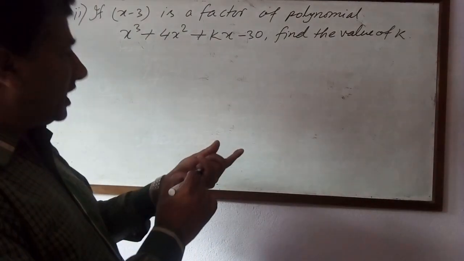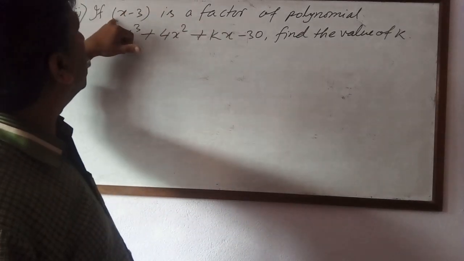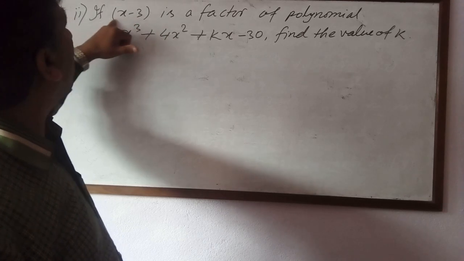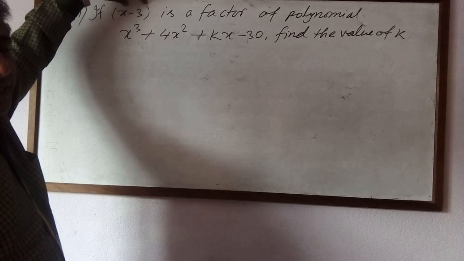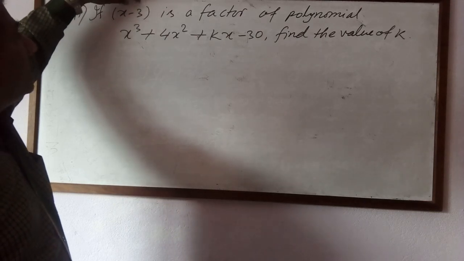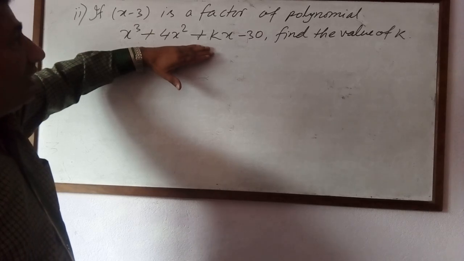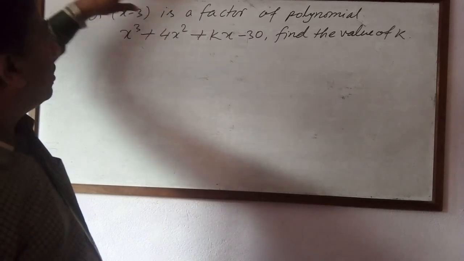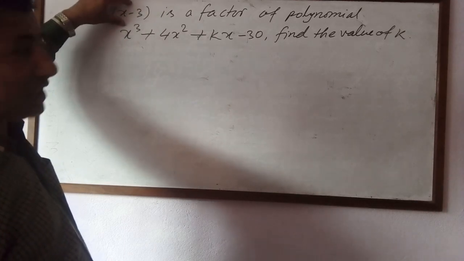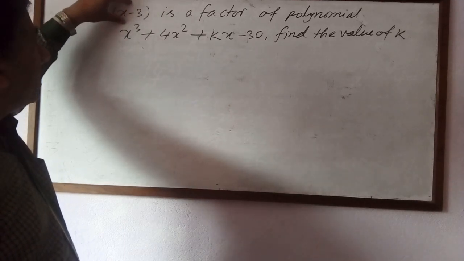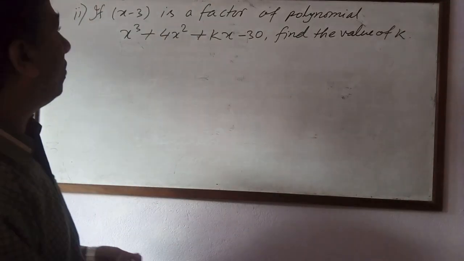What the question says is that x minus 3 is a factor. Now we go to the converse of the factor theorem. This is a given factor, so it is not necessary to prove that it is a factor; the question has already given it. It is a factor of the given polynomial. What is the converse? If the divisor is a factor, then the remainder must be 0.